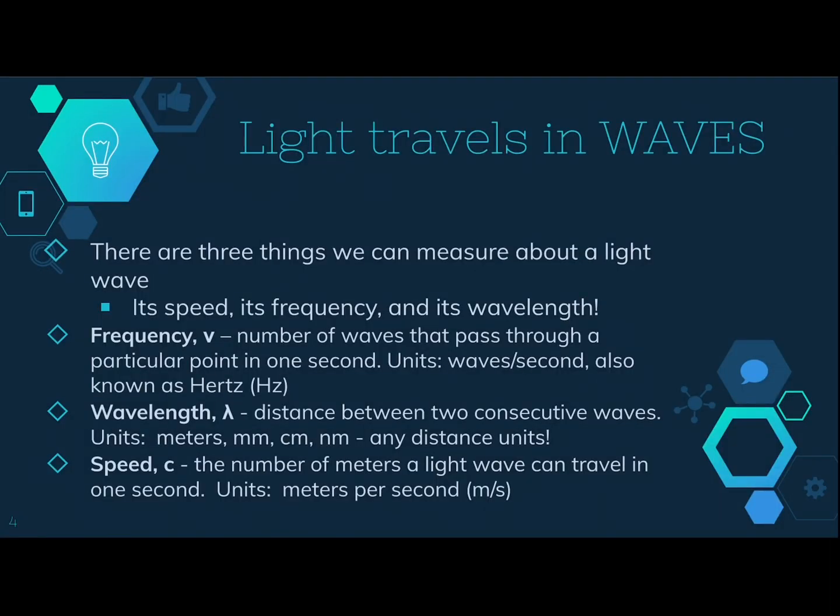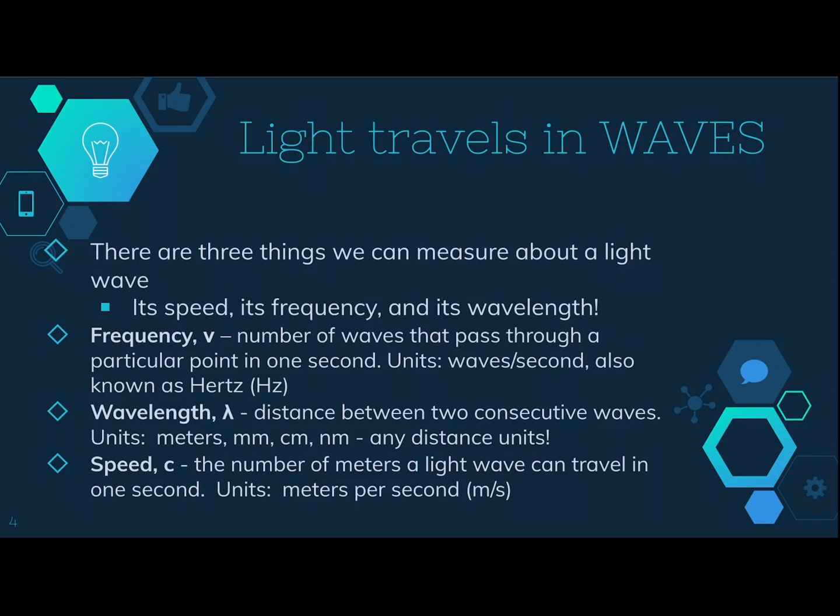There are 3 things we can measure about a light wave. We can measure its speed, its frequency, and we can measure wavelength. So just like last class, frequency is going to be this letter that looks like a V. It's a number of waves that pass through a particular point in 1 second. The unit is waves per second, which is also known as hertz, Hz. Wavelength is this lambda symbol. It's a distance between 2 consecutive waves. The units are usually meters or nanometers most of the time.